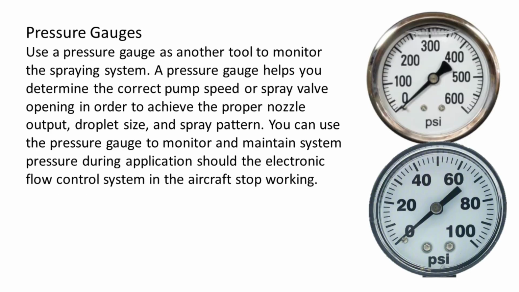Pressure gauges. Use a pressure gauge as another tool to monitor the spraying system. A pressure gauge helps you determine the correct pump speed or spray valve opening in order to achieve the proper nozzle output, droplet size, and spray pattern. You can use the pressure gauge to monitor and maintain system pressure during application should the electronic flow control system in the aircraft stop working.